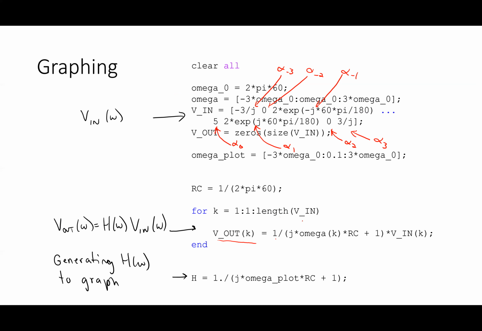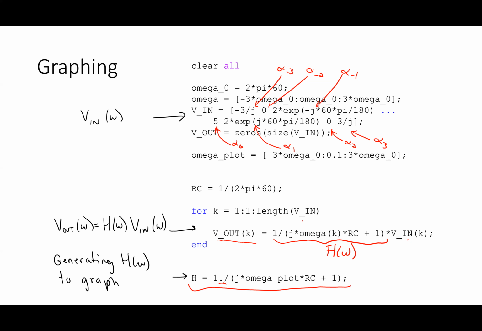And what I did was I said, right here, this is my H of omega. So I'm basically taking my H at each frequency in my V in vector. I'm computing H in to calculate the Fourier transform of the output. And then what am I doing here? Well, I'm generating a vector for H. Now, a couple of things. I have this dot divide.